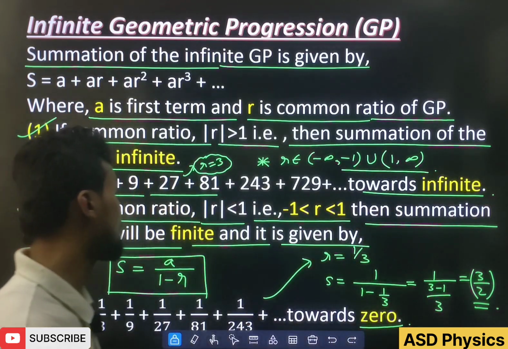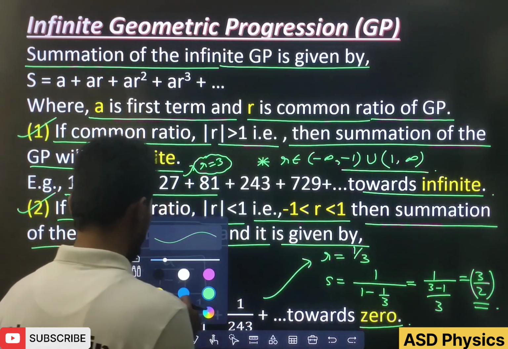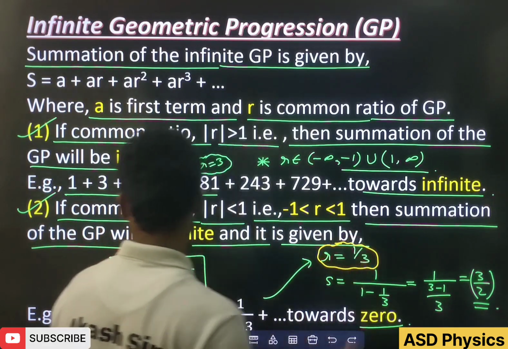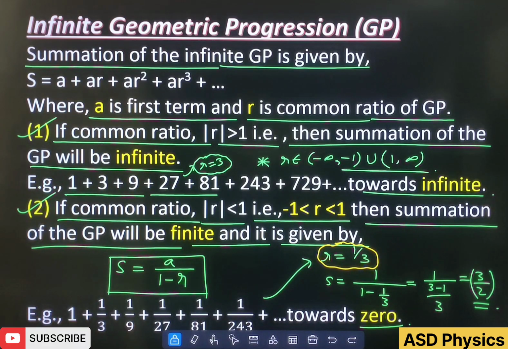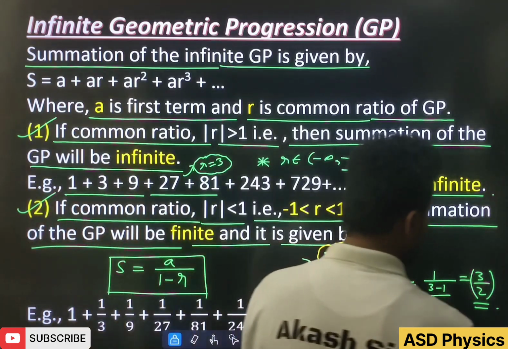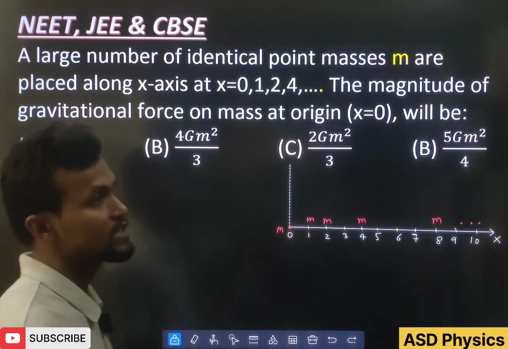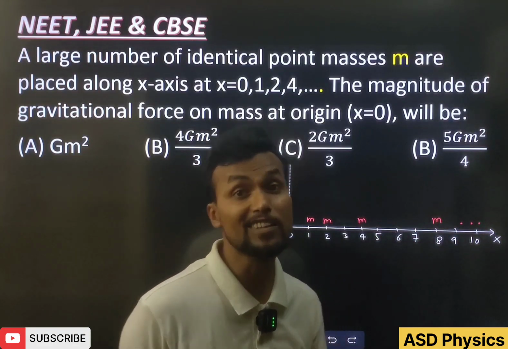But remember that here this R value should be less than 1, or this formula will not be valid. Otherwise it will not work. Very, very important, this GP. Okay, so why have we learned that? Because based upon that, questions used to come in the exam. Here we are seeing it from gravitation, but later you will see it in electrostatics and all that also.